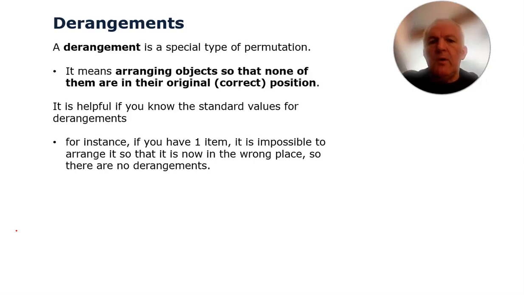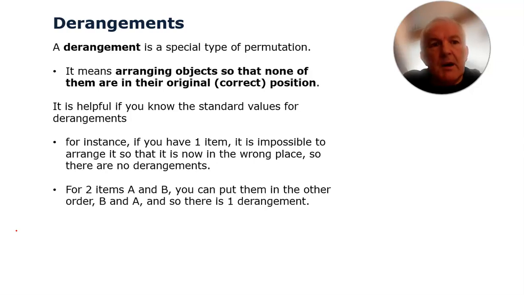And it's helpful to know the standard values for these derangements. There are ones that you're meant to know. For instance, if you have one item, it's basically impossible to get that wrong. You've got one item, one place to put it, so there are no derangements. If you have 2 items, I've written here A and B, I could have A and B, and I could have B and A. So by definition, one of them's right, one of them's wrong, and therefore there's one derangement.